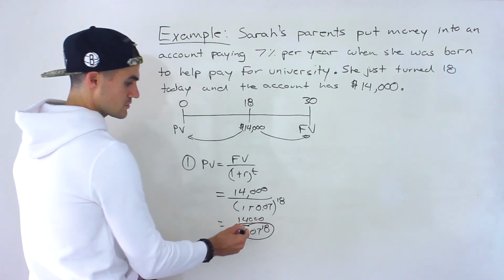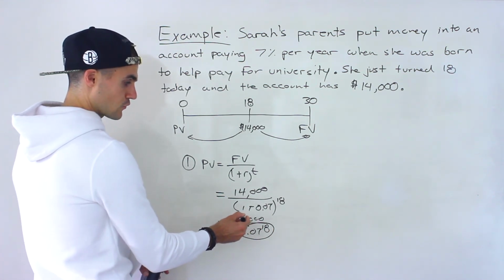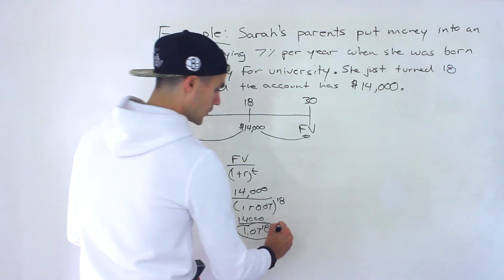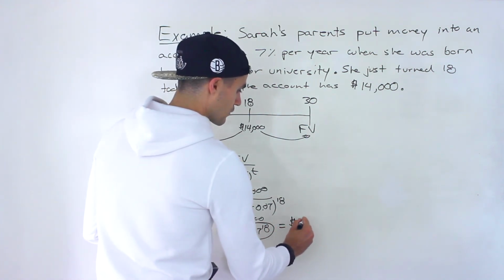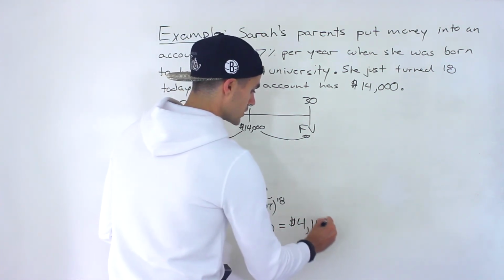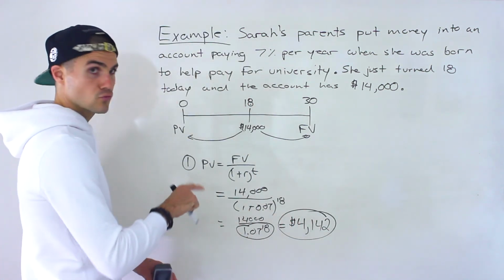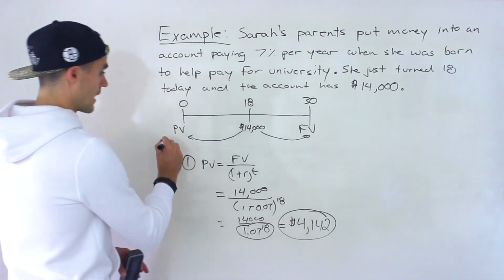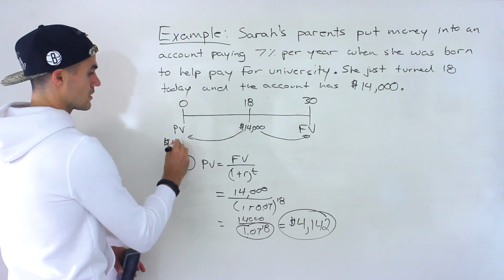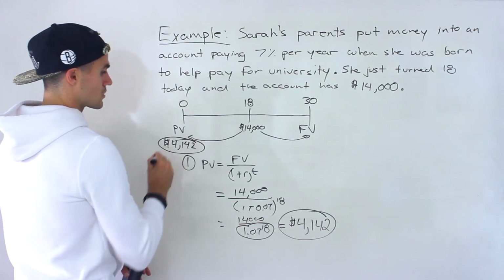You would do this portion first, and then take 14,000 divided by that, and what you would end up with is $4,142 if you round it to the nearest dollar. So that is the answer to number one. That's the amount that was originally invested.